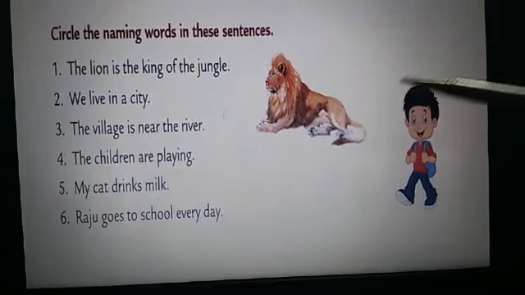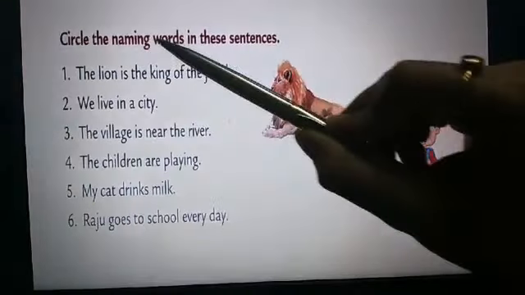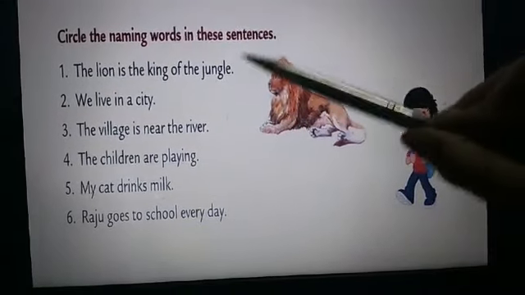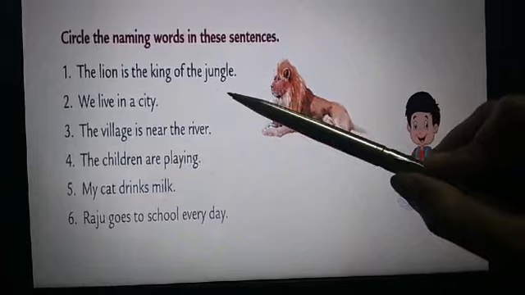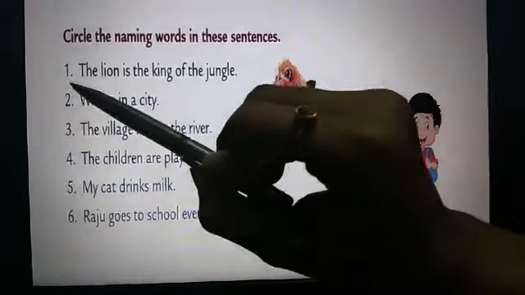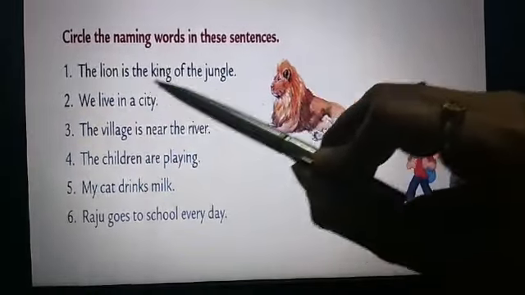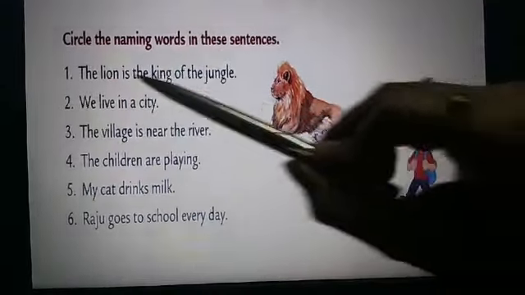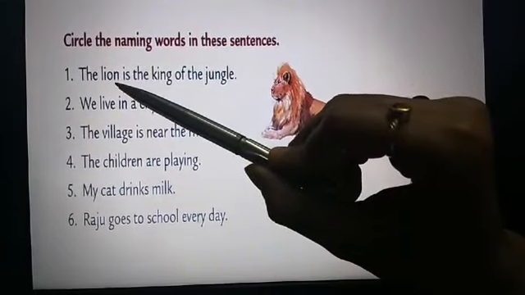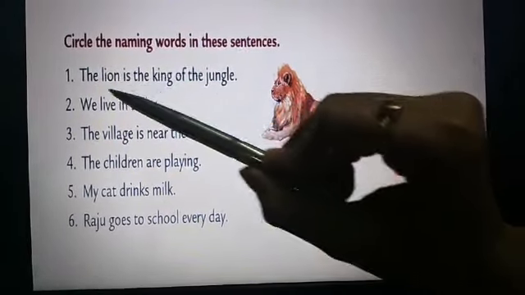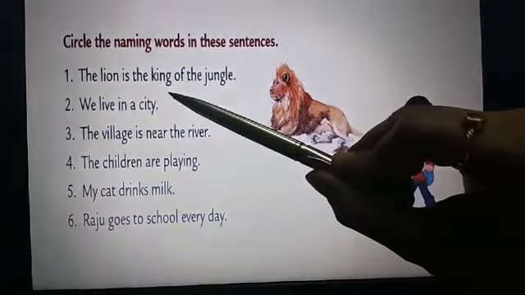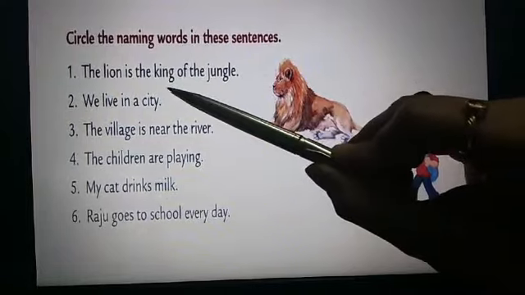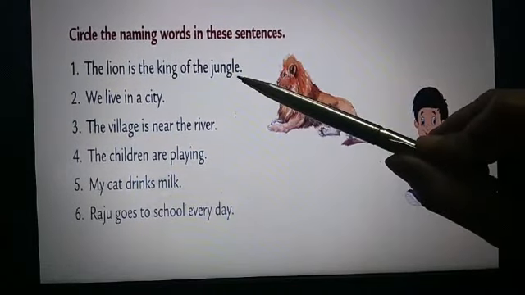So in our next exercise, you have to circle the naming words in these sentences. Now here are few sentences. Now you have to circle the naming words. So let us read it. The first sentence is, the lion is the king of the jungle. Now in the first sentence, lion. The lion is an animal. So you have to circle the word lion. King. King will come under the column of people. And jungle is the place.